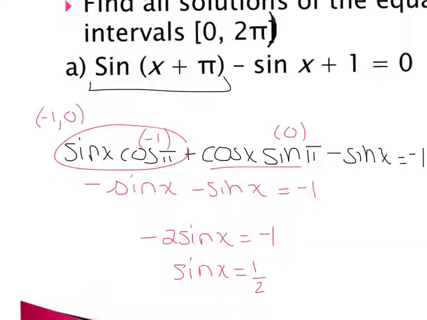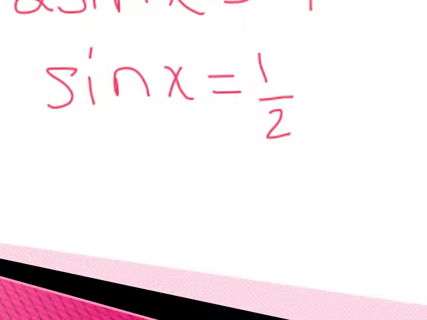And now this brings us back to yesterday's concept. Where is sine of x equal to 1/2? So our solutions on the interval from 0 to 2 pi: x equals pi over 6, and x equals 5 pi over 6.